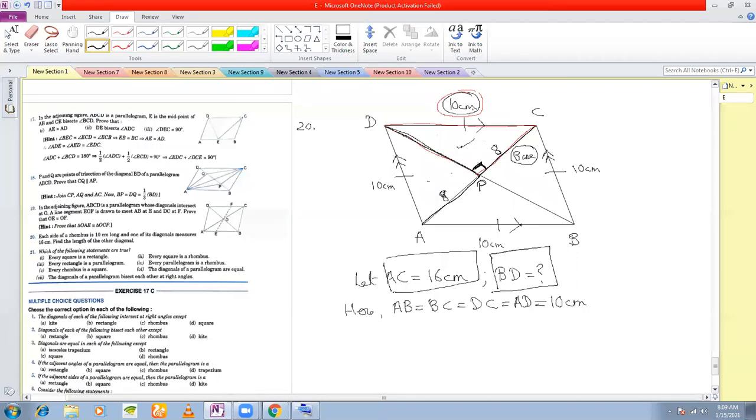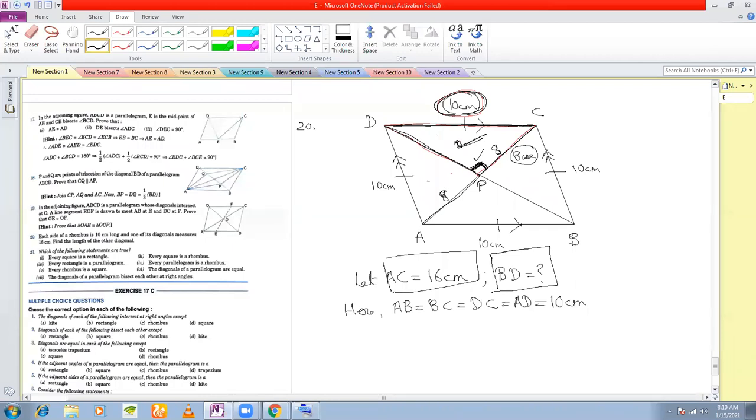Right, fine. Also, the length of each side is given to be 10 centimeters. So this length is 10 centimeters. In fact, each length is 10 centimeters. So this length here, say DC, I have 10 centimeters. Also, we know that the diagonals are perpendicular to each other. That means that this angle here will be a 90-degree angle. This becomes a right angle triangle.